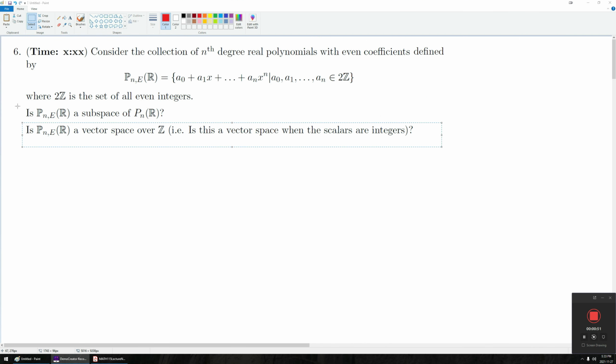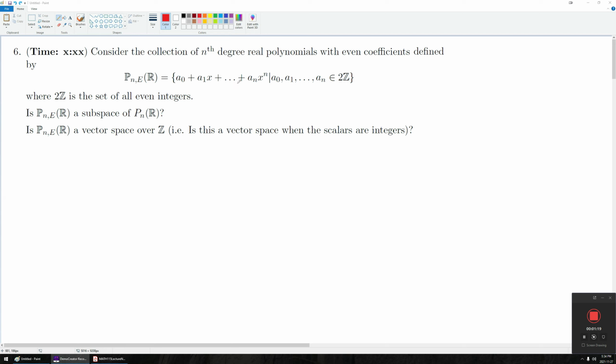Okay, so let's tackle this first question first. Is this a subspace of Pn of R? So first, is it non-empty? Well, very clearly this is non-empty. Is it a subset of Pn of R? Well, yeah. It's just the elements of Pn of R that have even coefficients here. Okay, so it is a subset. It is non-empty. So the next question, is it closed under vector addition?